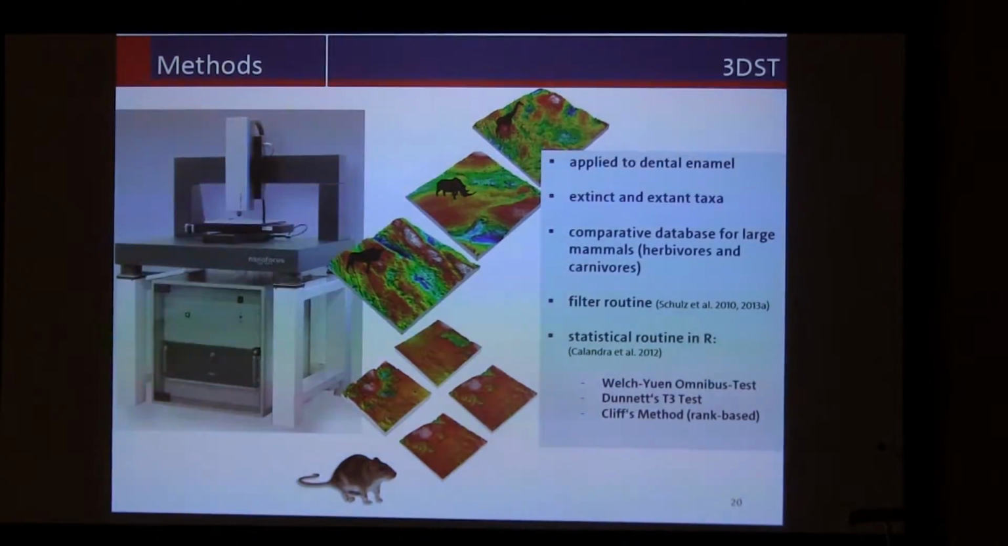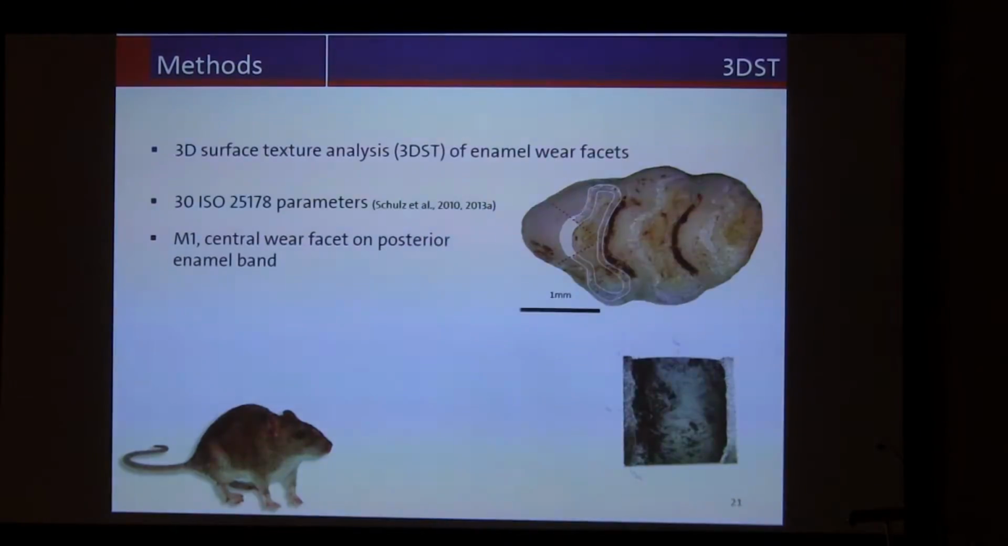But rats are a bit smaller, so as I have to show you now, we had to alter the method a bit. For rats, we are using the upper M1 and measure on the distal enamel band at the central position. But the problem is that the enamel band, as you can see here on an original scan, which is not filtered, is actually smaller than our measurement field.